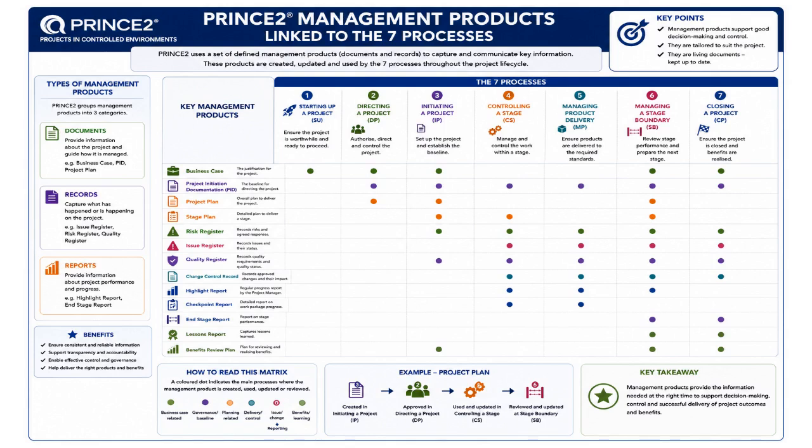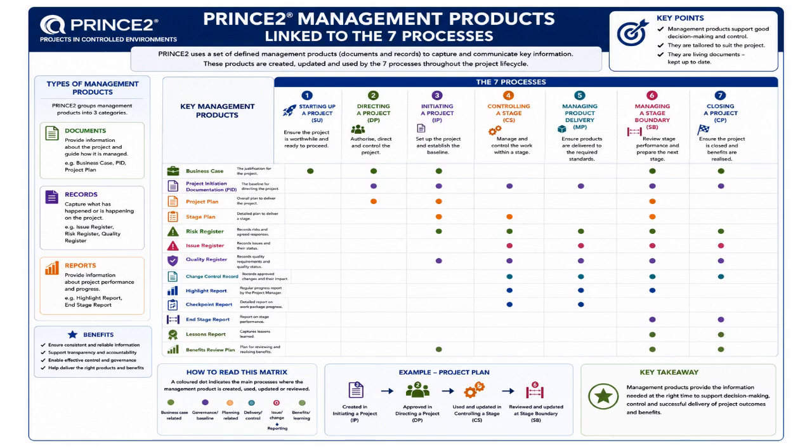At the top of the slide, we can see that PRINCE2 management products are directly linked to the 7 PRINCE2 processes. This means they are created, updated, reviewed, and used continuously throughout the project lifecycle, not just once at the beginning. The slide begins on the left-hand side by grouping management products into 3 categories.